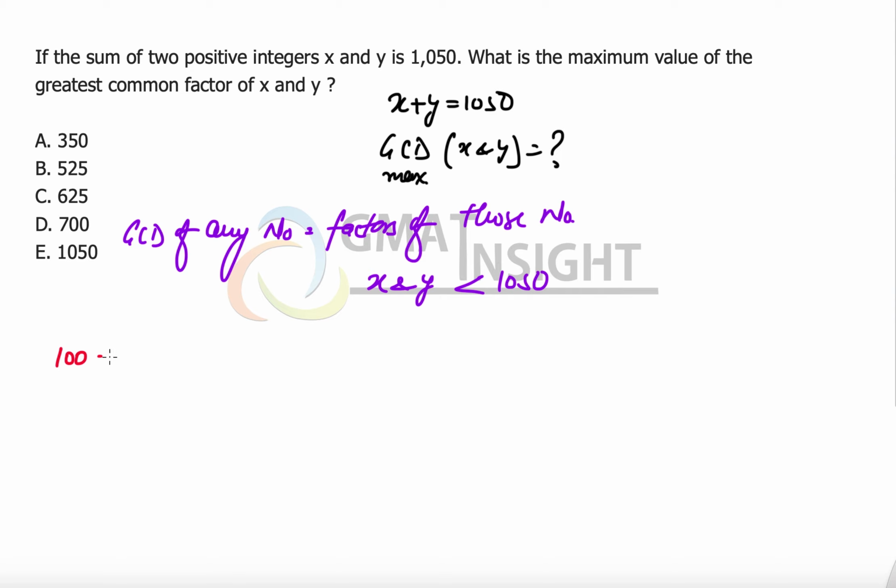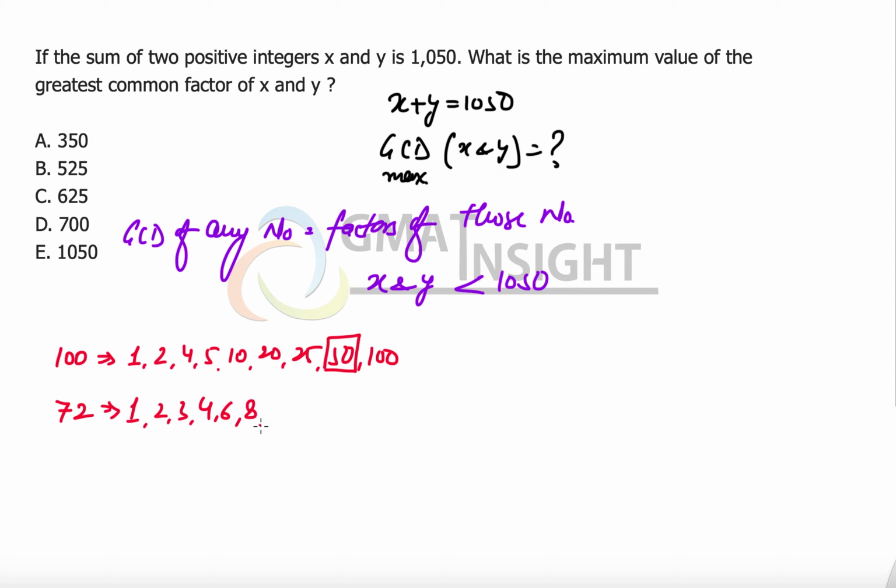For example, if we start writing the factors of 100, the factors of 100 will be 1, 2, 4, 5, 10, 20, 25, 50, 100. What is the biggest factor? That is 50. Similarly, let's take some other random number. Let's say 72. 72 has factors like 1, 2, 3, 4, and then 6, and 8, 9, 12, 18, 24, 36, 72.